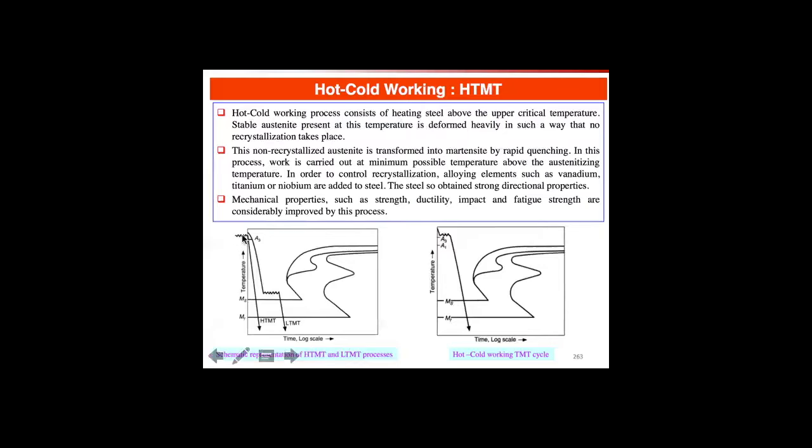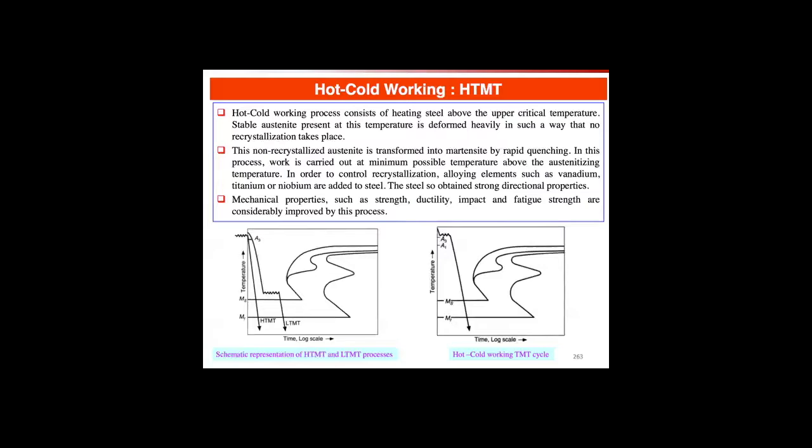HTMT, the hot working, we're above the A3 temperature, so we're above our eutectoid temperature. We deform, right, and then quench our deformed austenite through the martensite region, right? Or our low process would fully become ferritic and then deform, right?